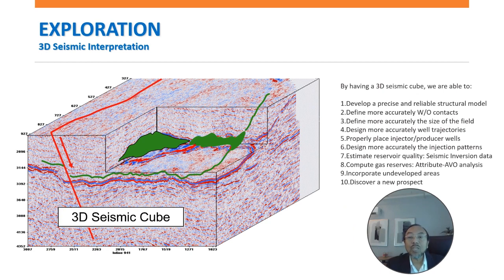By having a 3D seismic cube, we are able to develop a precise and reliable structural model, define more accurately water and oil contacts, define more accurately the size of the field, design more accurately well trajectories, properly place injector and producer wells, design more accurately the injection patterns, estimate reservoir quality, compute gas reserve attributes with AVO analysis, incorporate undeveloped areas, and also discover a new prospect.